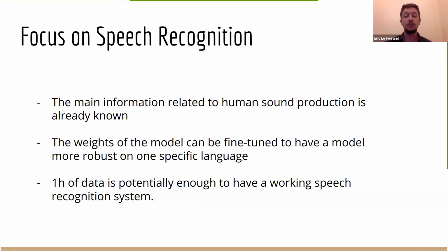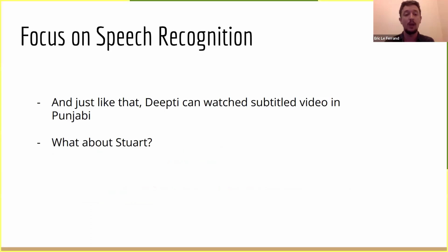Following these assumptions, we build very large models where the basic information about human sound production is written down. Then the weights of these large models can be adapted for specific languages. And doing so, the need for data has been drastically reduced, allowing the creation of speech recognition systems that require only maybe an hour of annotated speech. And just like that, Dipti can watch subtitled video in Punjabi.